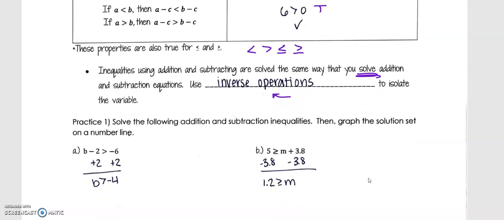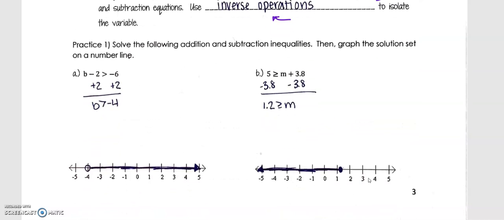So let's get started. If we see this first example, we're going to solve them, and then also graphing them is really important. It says b minus 2 is greater than negative 6. I want to get this b alone, so I'm going to move the 2 to the other side by adding 2. Remember, here's our inverse operations coming into play. If I'm subtracting, I need to do the inverse of subtraction. That's addition. That's why I'm adding.